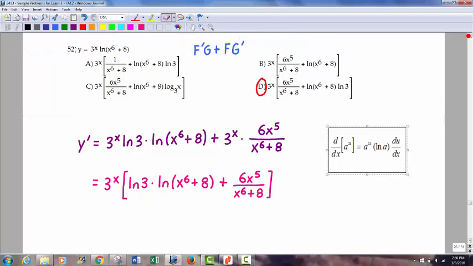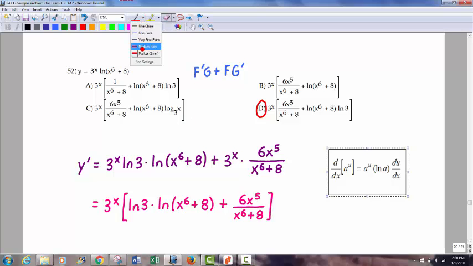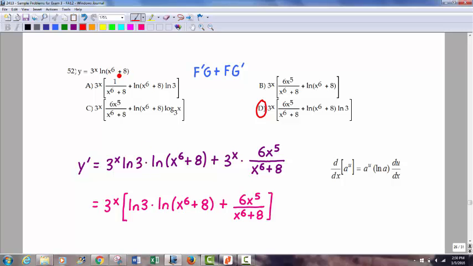Okay. So it's just 3^x ln of 3 times g, which is just ln of (x^6 + 8), so we won't do anything to that yet, plus the f, which is just 3^x. Now we take the derivative. The derivative of natural log is just du/dx divided by u. u prime over u is another way you can look at it. So it would be the derivative of x^6 + 8, which is 6x^5, divided by x^6 + 8. And there's how I have it.